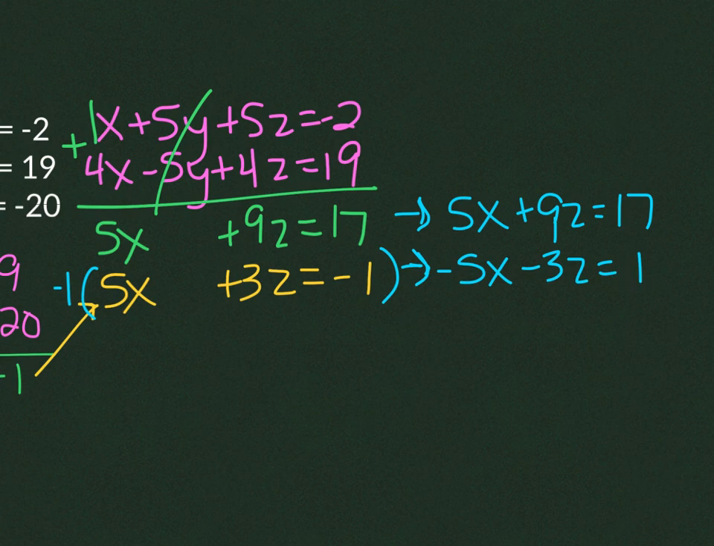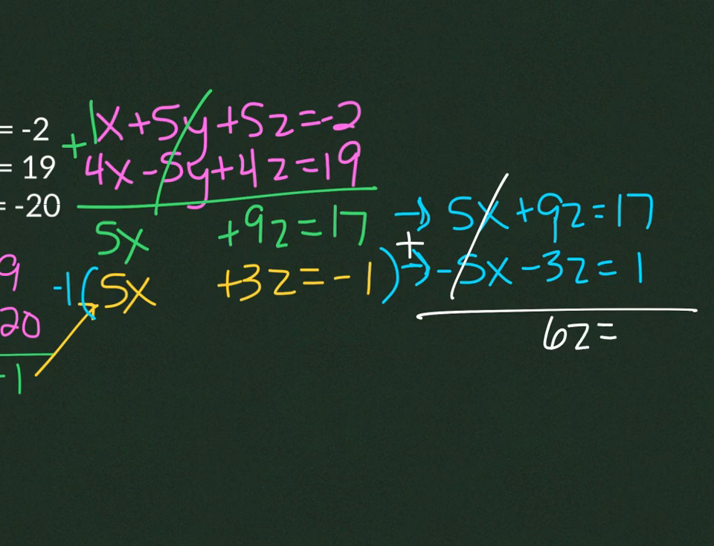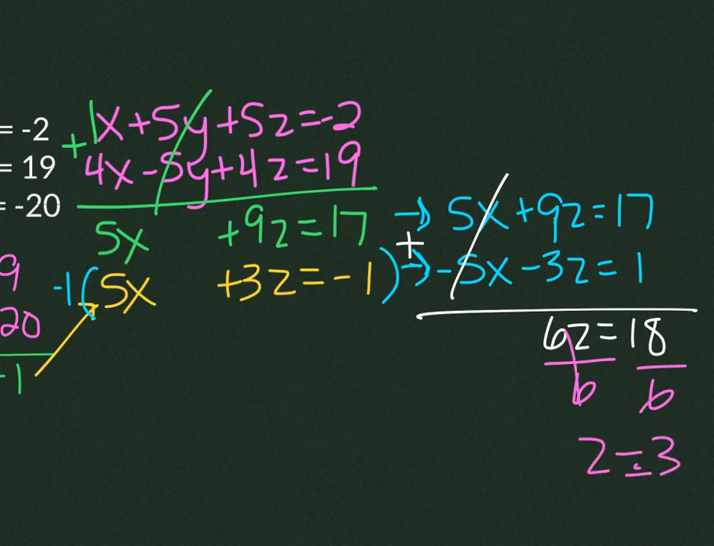Now I can add these two equations together. 5x and -5x cancels. 9z minus 3z is 6z. 17 plus 1 is 18. I have made it down to one equation with only one variable, so we can finish solving by dividing. I got z equals 3.